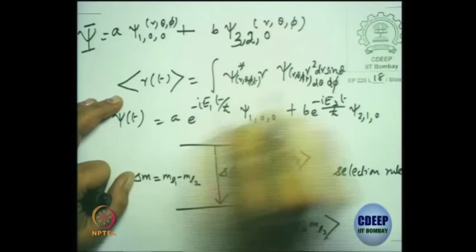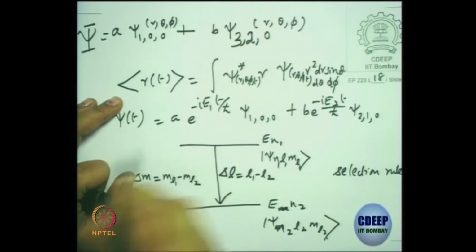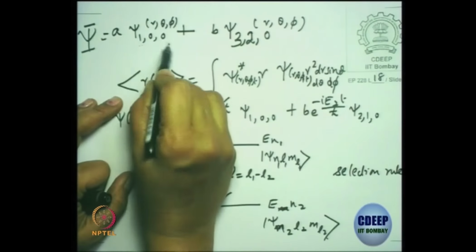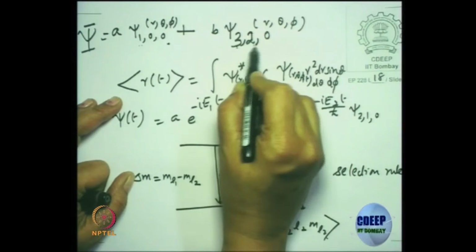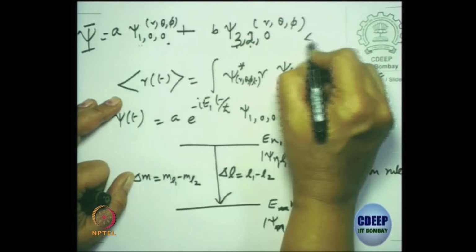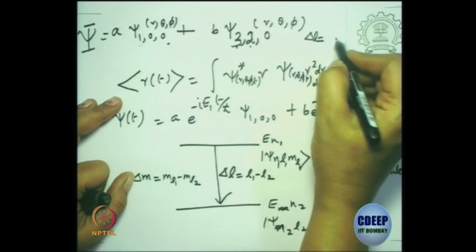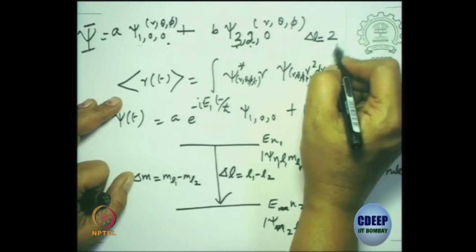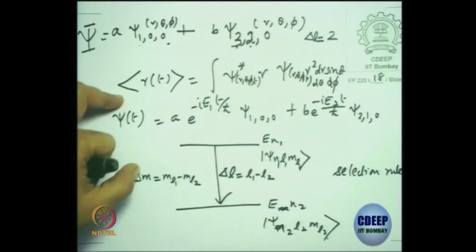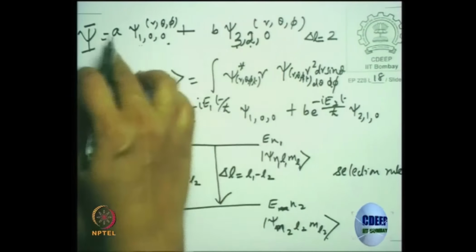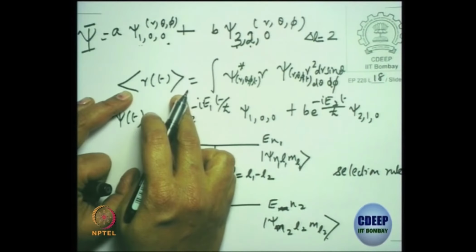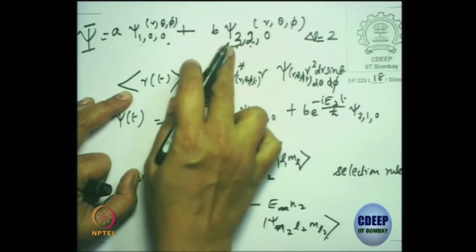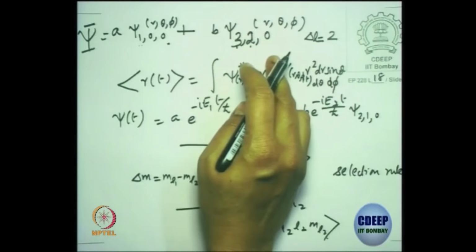If you take this state, you can show that this expectation value will be, suppose I take the ground state and this is n equal to 3, but L equal to 2, what is delta L here? Delta L is 2, but the selection rule tells me delta L has to be plus or minus 1. So for this wave function, if you try to do the expectation value of the radial coordinate, it will turn out to be 0, but for the earlier one which I took, this 2 1 0, it will be non-zero.